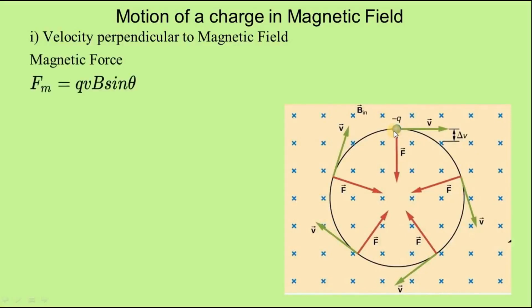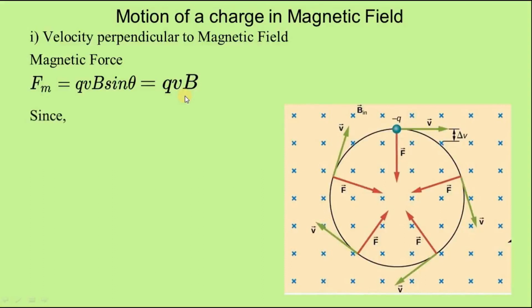The magnetic force acting on the charge is given by F_m = qvB sin theta, where theta is the angle between the velocity v and the magnetic field. Here theta is 90 degrees, so the equation becomes F_m = qvB. The direction of the force is given by Fleming's left hand rule.